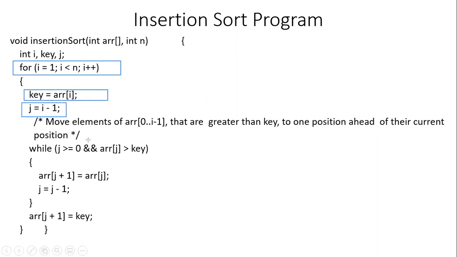Now we are going to start with the comparisons. We will continue with our comparisons till the value of j is greater than 0. That means we have not reached the first position, and the element is greater than the element before that. So we need to swap those two elements.